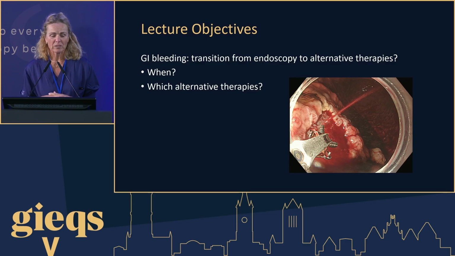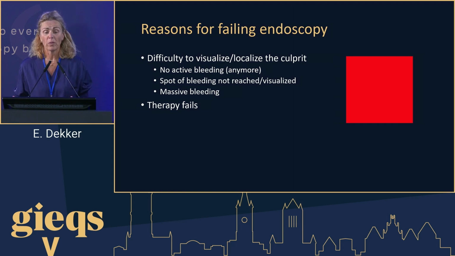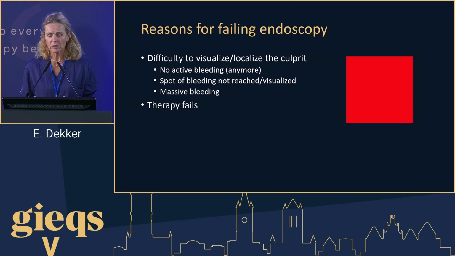So the learning objectives of my talk are when we should proceed from endoscopy to alternative therapies in GI bleeding. And I think there are just two questions really: when we should do that, and which alternative therapies we have. And I think the reasons for failing endoscopy should be clear, and you all know that. This is what you see, usually red, most of the time.